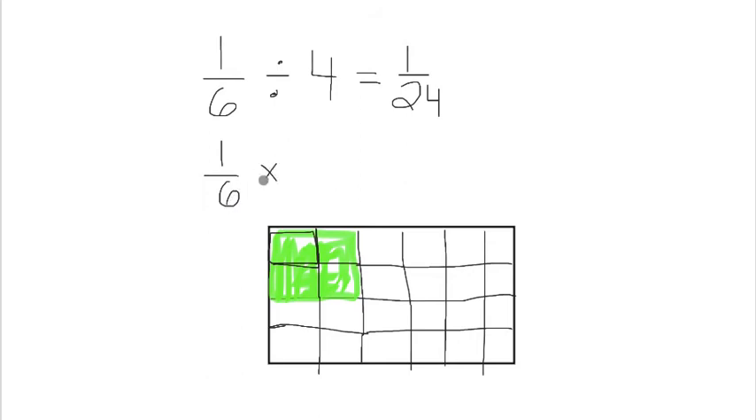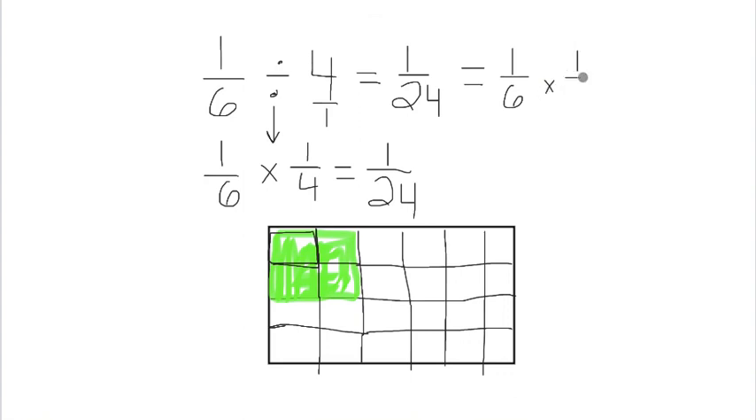Again, we can do our keep, change, flip: the division turns into multiplication, and then we flip because this 4, the whole number, actually we can have that imaginary 1, turns into 1/4, and then we just multiply straight across. Multiply numerator times numerator, which is 1, and denominator times denominator, which is 24, so that is 1/24. And we could also say that 1/6 divided by 4 is the same thing as 1/6 times 1/4. They both equal 1/24.